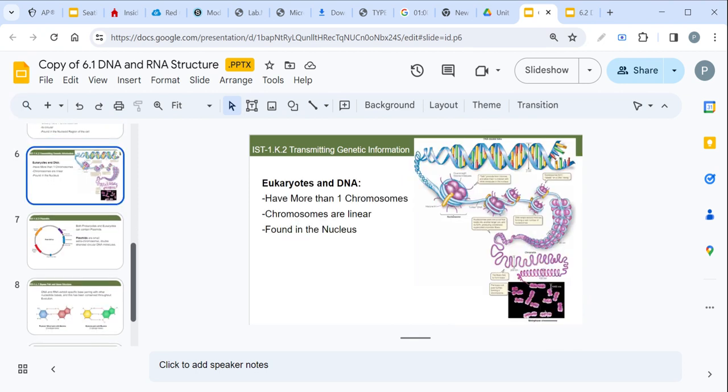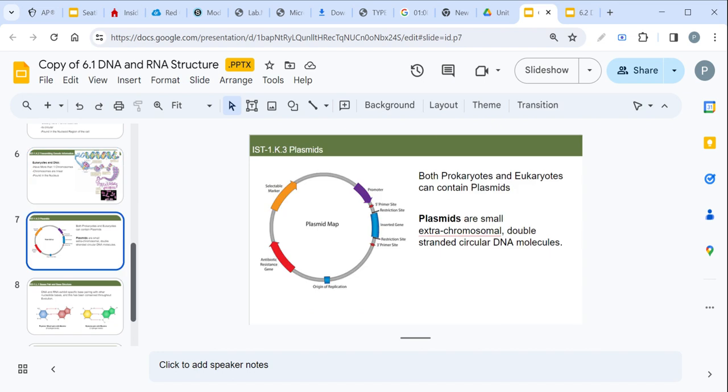This is just the information that we mentioned about your eukaryotes, right? They have more than one chromosome. Their chromosomes are linear. They're in like lines, and we find them in the nucleus. We're not going to go into more detail about that. It's not necessary, right? I already mentioned your plasmids.